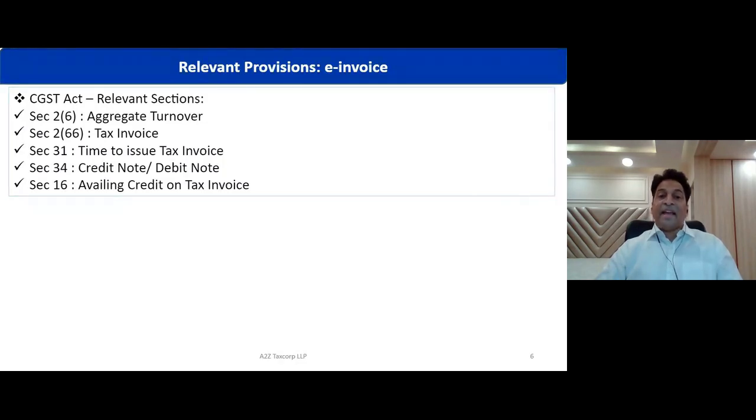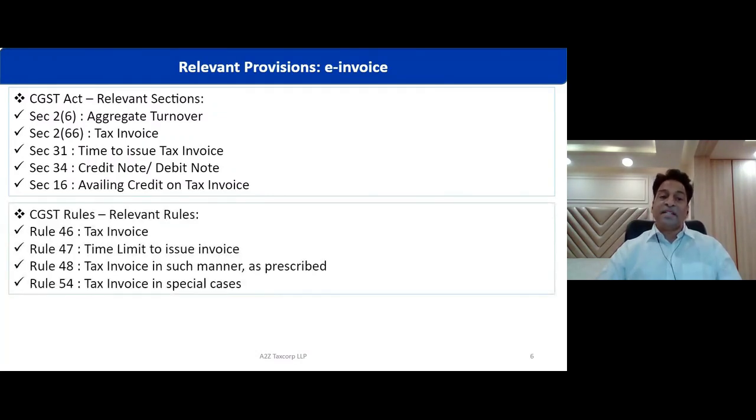Then availing credit on tax invoice as per section 16, as I said, but you got credit note and debit note, which is B2B supply and related with the original supply. What is the implication and how it needs to be generated under section 34 of CGST Act?